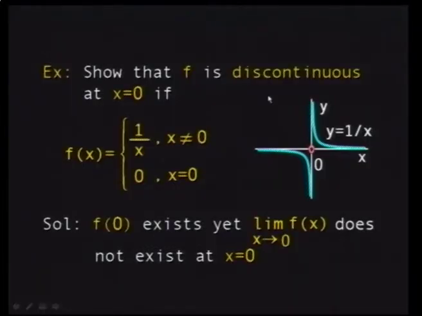This is an example. Show that f is discontinuous at x equal to 0. Here you have an f which is equal to 1 over x when x is not equal to 0, and it's equal to 0 when x is equal to 0. So this function directly is discontinuous. Why? Because the value of the function is 0, yet the limit does not exist from the right or from the left. The limit of this function is infinity and minus infinity, so they are not equal. So the limit of f of x does not exist, yet f of 0 exists, and therefore this is a type of infinite discontinuity, and the function is discontinuous at x equal to 0.